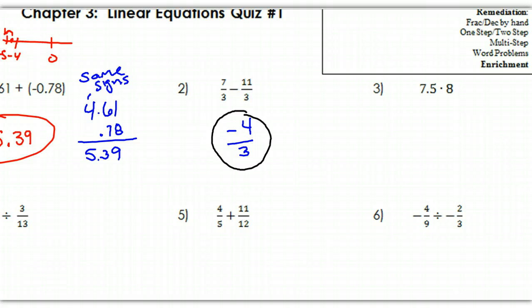Number 3, 7.5 times 8. If we don't line up the decimals, but just multiply it out here, 8 times 5 is 40. 8 times 7 is 56, plus the 4 is 60. And if you notice, we've got to figure out the decimals here. We have one digit behind the decimal. So in our answer, we have to have one digit behind the decimal. So this one's actually 60.